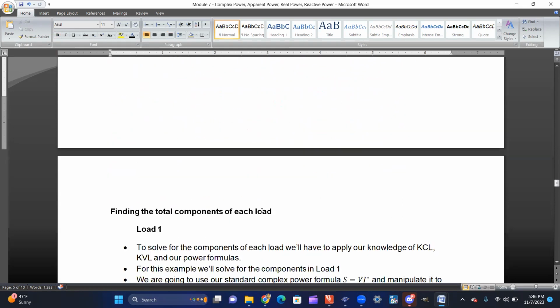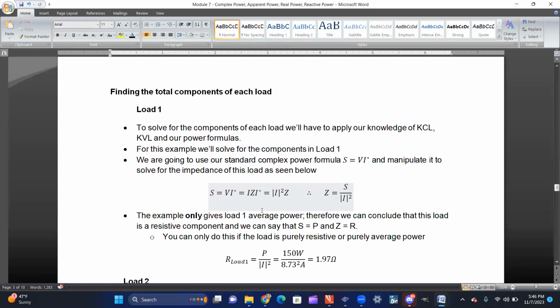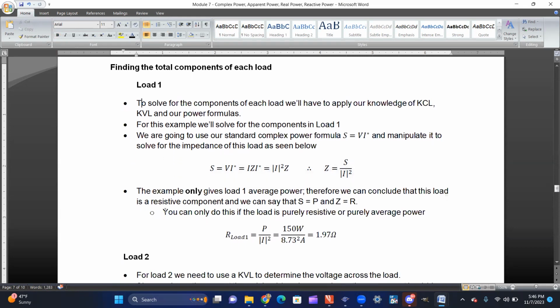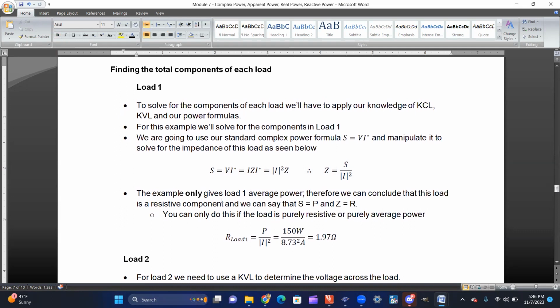So let's do that. Let's solve for load 1. To solve for the components of load 1, you're going to have to dig back deep and apply your knowledge of KCL and KVL and also your power formulas in order to do this. But for load 1, what do we know about load 1?